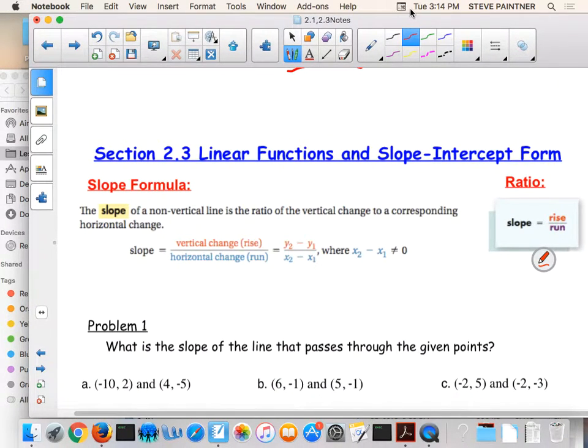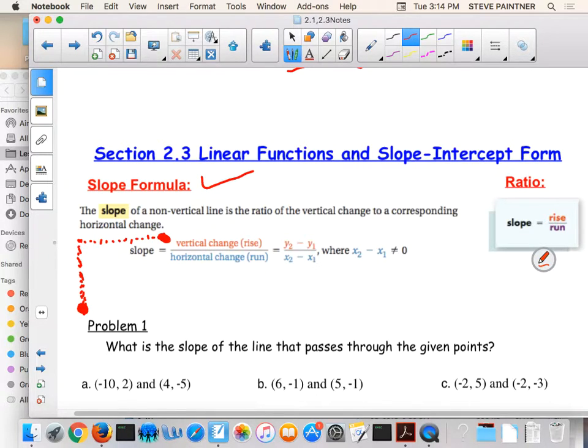The first thing we're going to go over is what we call the slope formula. Okay? It says the slope of a non-vertical line is the ratio of the vertical change to a corresponding horizontal change. Okay, so if you think about slope, to me, you start anywhere on your paper and you are going to basically go vertically up and you're going to horizontally run. Okay, and you're going to end up somewhere like this spot.